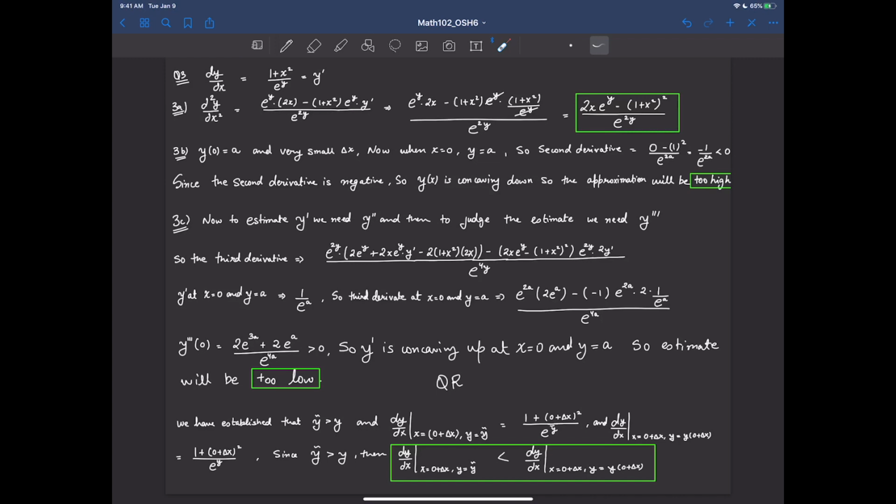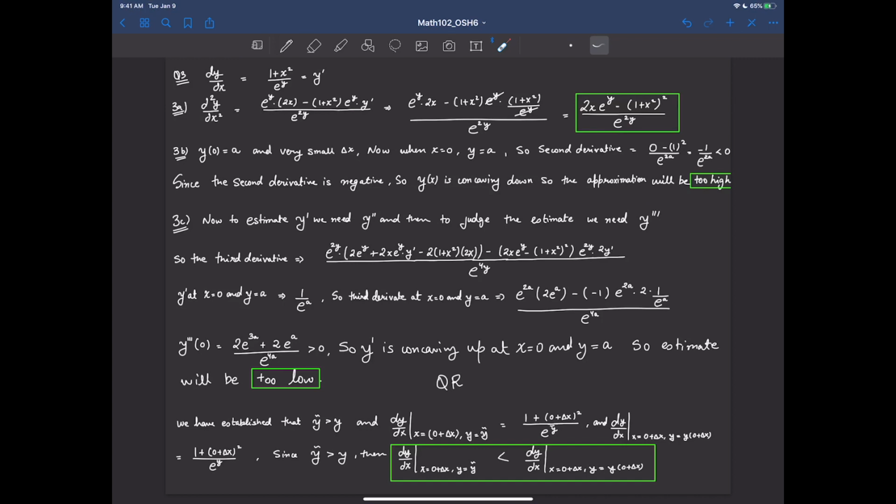Very simple. Now in part C, we have to estimate the slope. Beforehand we were estimating the y values, and now we're doing this. In order to apply Euler's method, we needed a derivative of the function. In this case, we're just evaluating the derivative itself, so we need a second derivative. To judge in the previous case for y, we needed the second derivative of y. Now, in this case, you're judging y prime, so you need the double derivative of y prime, which is just the triple derivative of y.